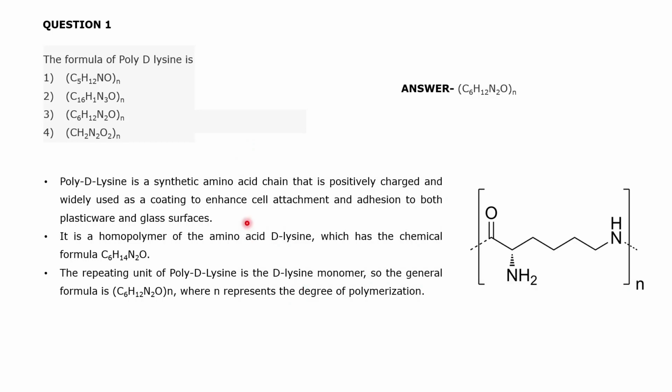And it is a homopolymer of the amino acid D lysine, and you can see the chemical formula here as it is shown. Based on the degree of polymerization, this n changes accordingly. So this is actually the answer, that is C. The formula for poly D lysine is bracket open C6H12N2O bracket close followed by an n.